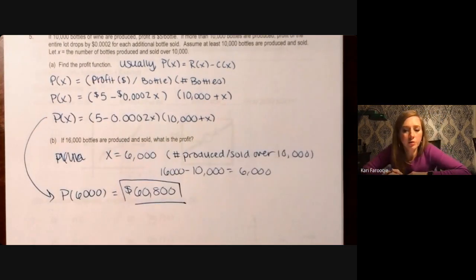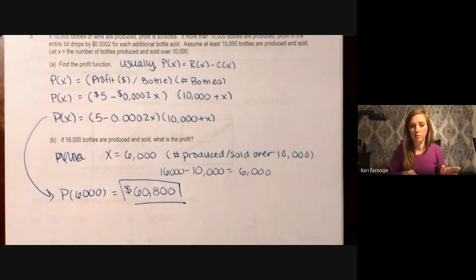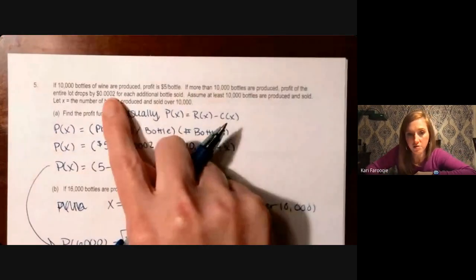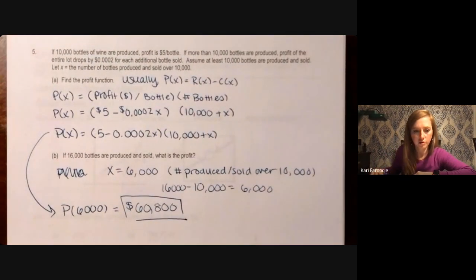Now, you can, of course, get some sort of an estimate for this. Let's say you were like, well, I know profit's going to be about $5 a bottle. And if you don't think about the fact that the profit drops per each additional bottle sold, if you just said, okay, well, it's about $5 per bottle times 16,000 bottles, it would be 80,000. Wow, that's quite a big drop in profit when you think about it. This doesn't seem like a very big change, but it turns out to be big in the end.